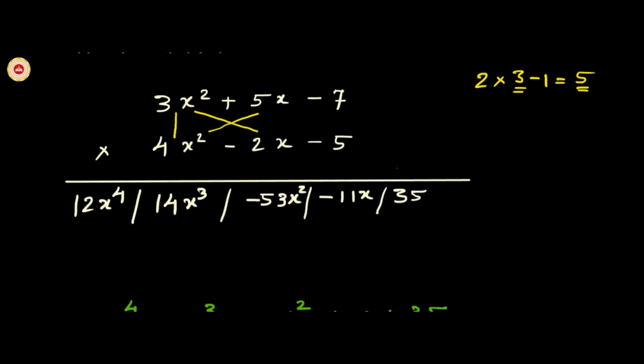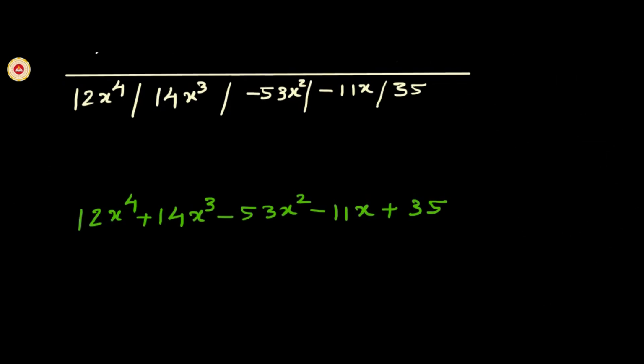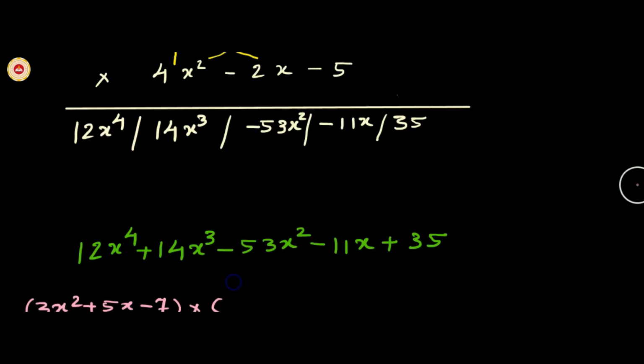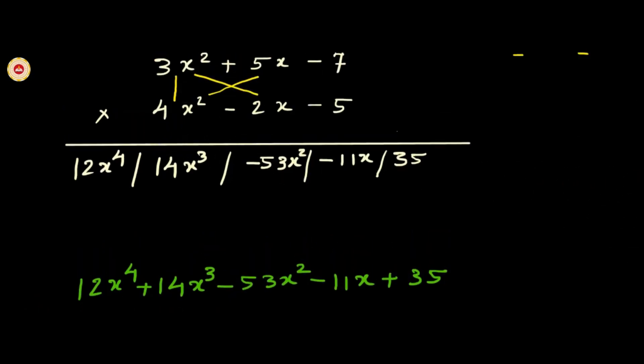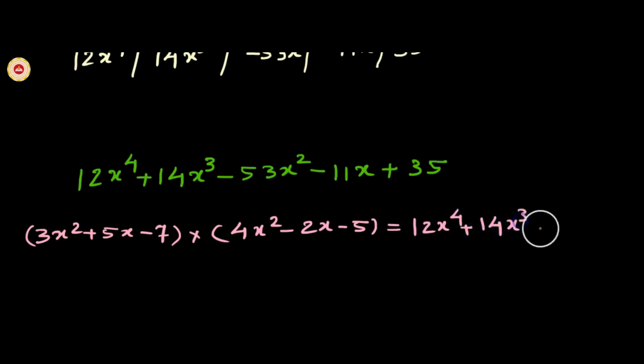So let us check whether the answer is correct or not. What is the multiplicand? 3x squared plus 5x minus 7, multiplied by, what is the multiplier? 4x squared minus 2x minus 5, equal to the right answer, 12x to the power 4 plus 14x cube minus 53x squared minus 11x plus 35.